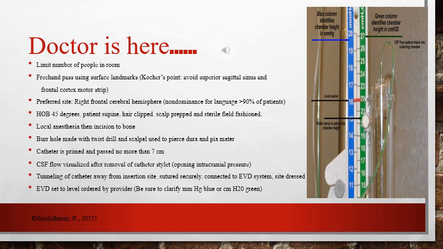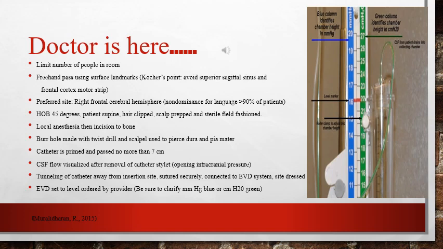He's going to use a local anesthetic and then he's going to make an incision. He's going to end up doing a burr hole, and it's going to be that little twist drill, and you're going to hear it making funny noises. And then he's going to use a scalpel, and he's going to pierce the dura mater and the pia mater. And you may actually hear a pop with that as well.